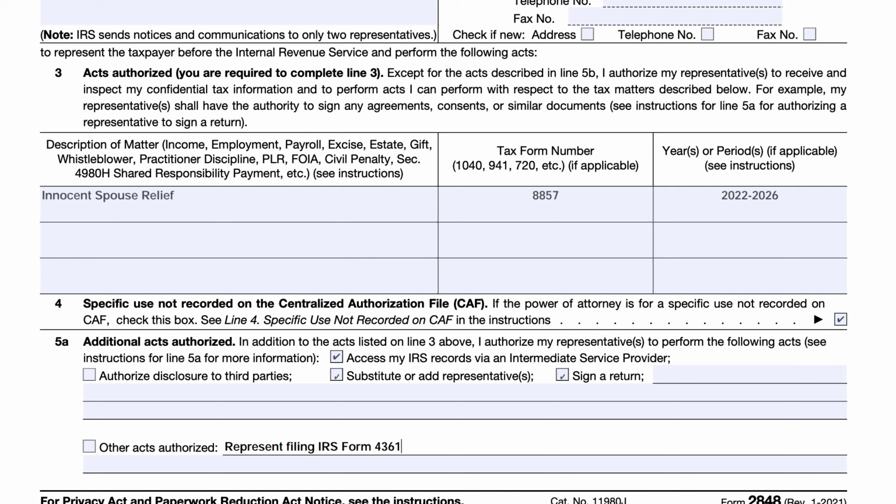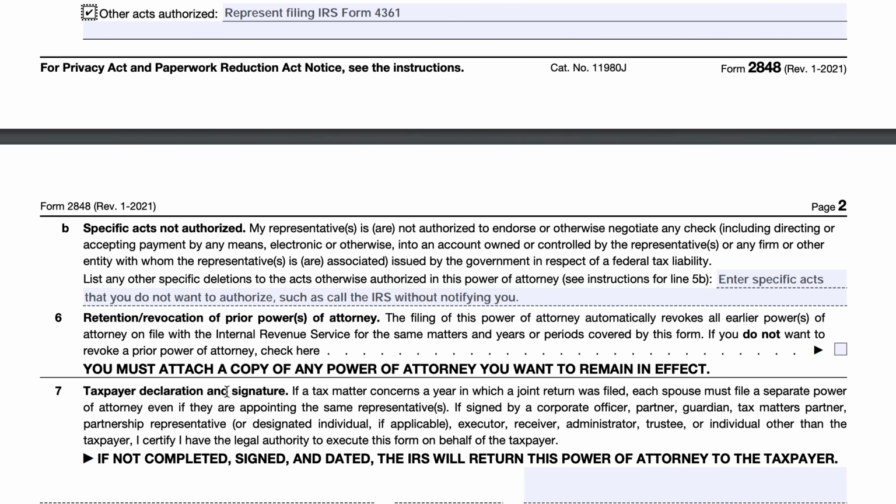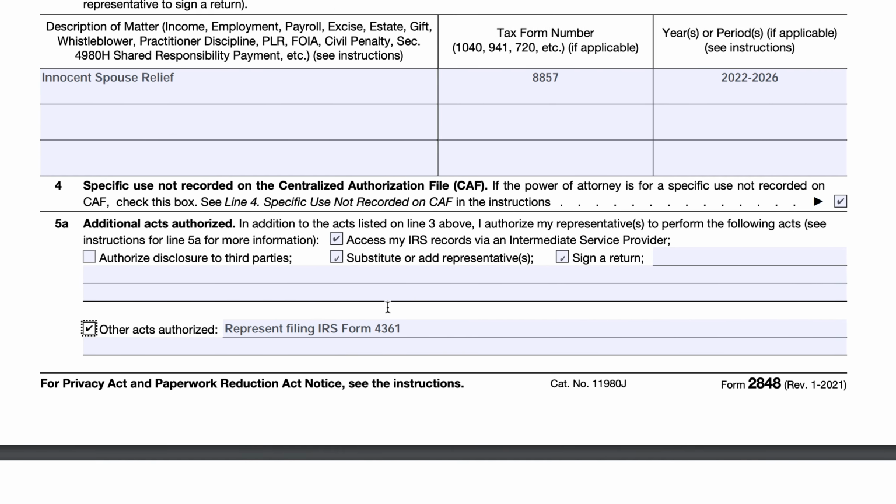Obviously they would probably have a little bit more articulate description of what you're trying to obtain here, but that's how it should look on your line 5A. On the next page, line 5B would be specific things that you would not authorize. So there might be something like you specifically do not want that person to access your records through an ISP.